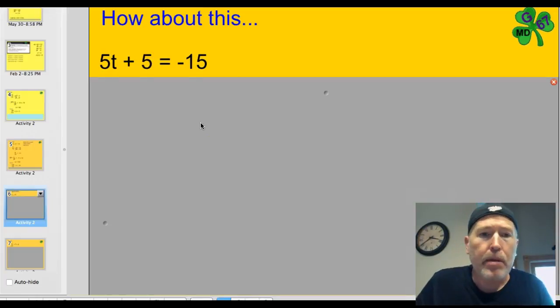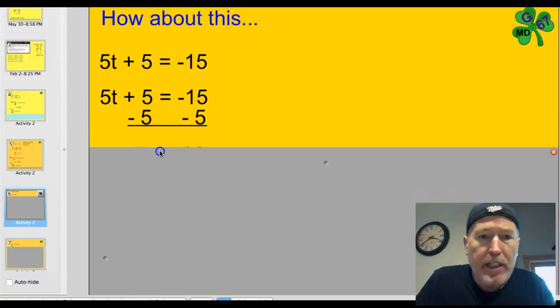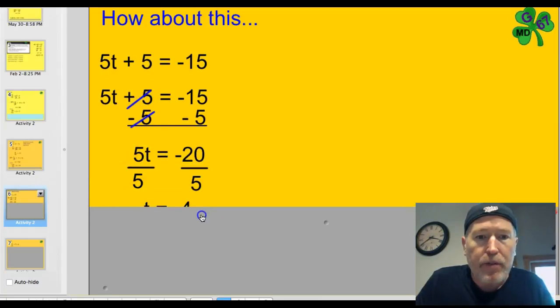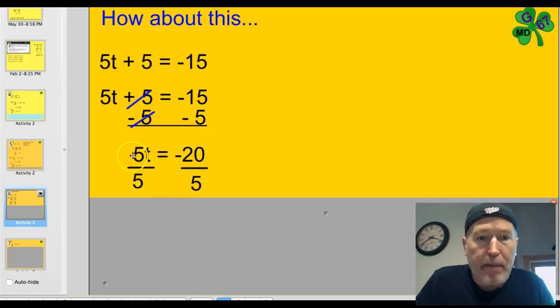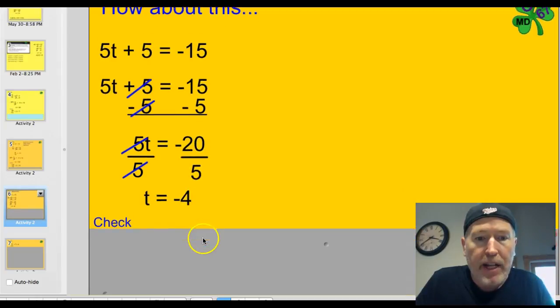I'm back. All right, first step, we're going to have to get rid of 5 from both sides of the equation. So we're going to subtract 5, and what we're left with after these guys cross off is 5t equals a negative 20. And we're going to divide by 5. What we're left with there is t equals a negative 4. We have a negative 20 divided by 5. We have a negative 4.